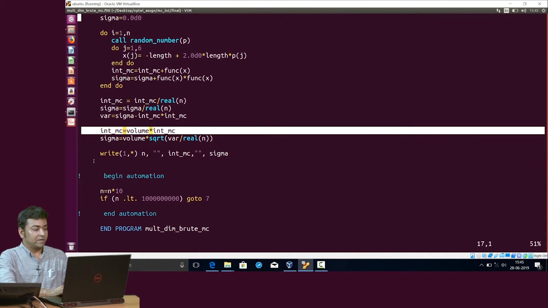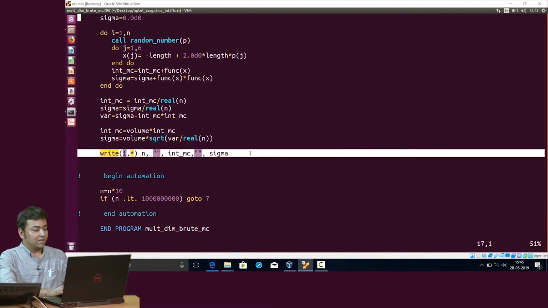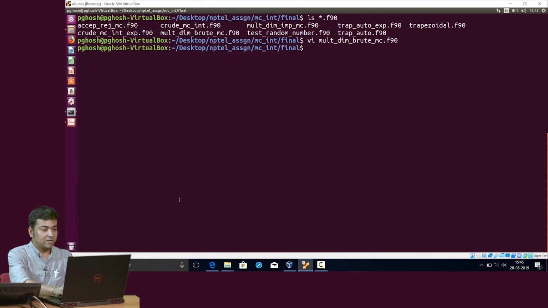Once that is done, I write my n, then the value of the integral, and then the standard deviation. I print this into the file, and this is done till n takes a certain value. Okay. So, this is how it is done, and then let us see how efficient it is or how it performs.